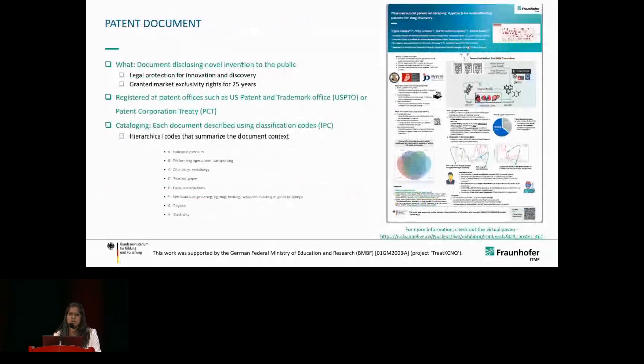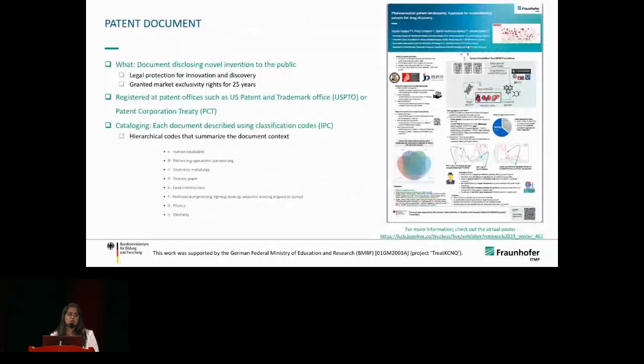To register these patents, you usually go to specific designated patent offices all around the globe. They can be in the States, they can be in Europe, and so on. When you submit these patents to the patent office, the patent officer is going to read your document and summarize the context of these documents using certain codes, which are called the International Patent Classification Codes.